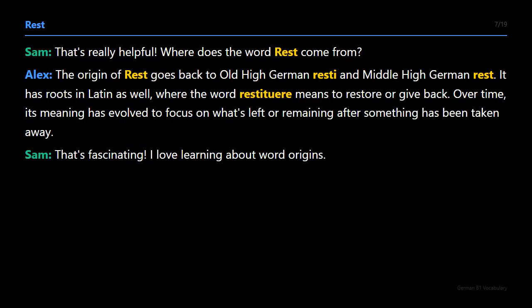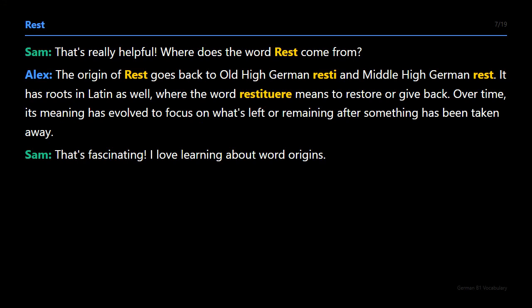Where does the word Rest come from? The origin of Rest goes back to Old High German Resti and Middle High German Rest. It has roots in Latin as well, where the word Restituere means to restore or give back. Over time, its meaning has evolved to focus on what's left or remaining after something has been taken away. That's fascinating. I love learning about word origins.